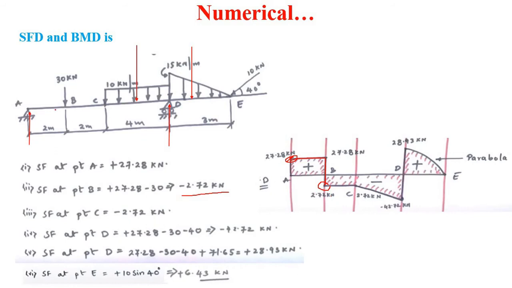Then again from B to C there is no additional extra load. So from B to C again the shear force will be constant. So a horizontal line will be there here.